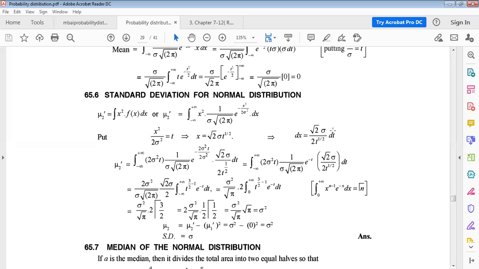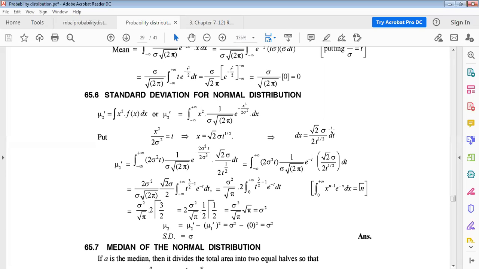Now dx equals this. So the second raw moment equals integration from minus infinity to plus infinity. This is the value of x square, which is just t into 2 sigma square. Then 1 by sigma root over twice pi e to the power, putting x square equal to 2 sigma square t, so 2 sigma square t divided by 2 sigma square. The 2 sigma square terms will be cancelled.